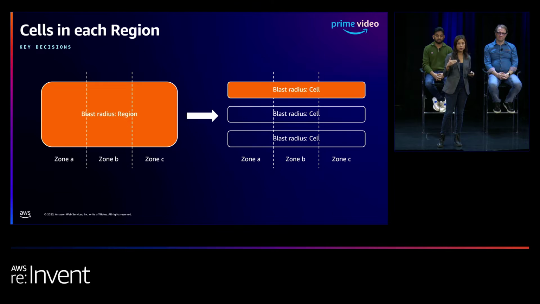And so one of the key decisions, whenever you adopt cell-based architecture, is to look at what services you're using. If you're using EC2 or services like that which are AZ-based, you could have cells which are AZ-based.